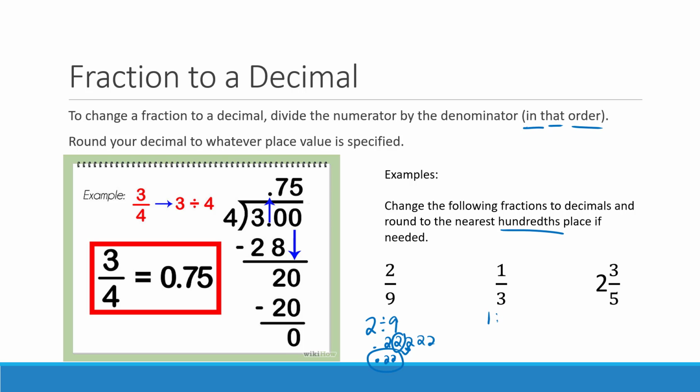Same thing here, when I put this in my calculator, it's going to be 1 divided by 3, which is going to be 0.3 repeating forever. It's the hundredths place, so again, there's a 3 behind it, so I'm just going to round this to 0.33.